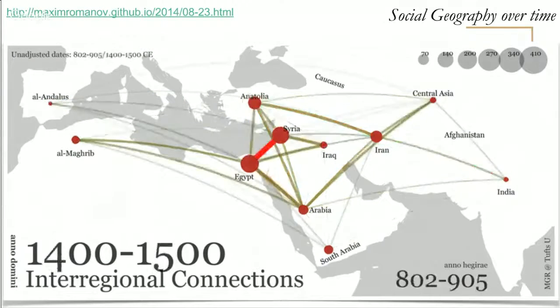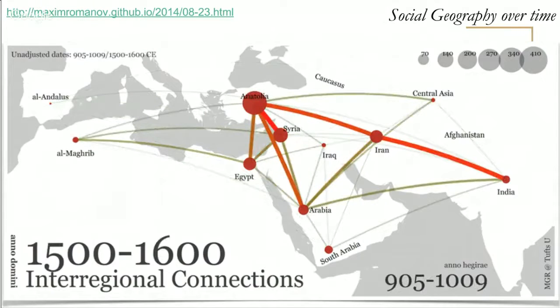Can you go one back? Sorry. So here we see another region starts becoming more prominent, Syria and Egypt, and if we look at the period, that's the period of the Mamluk sultanate, sorry, in the Islamic world. And as we move along, we can see how the orientation of different regions is changing.